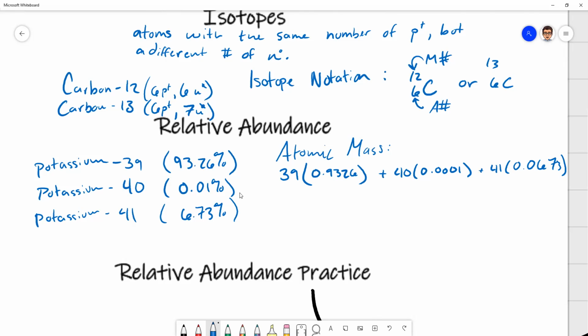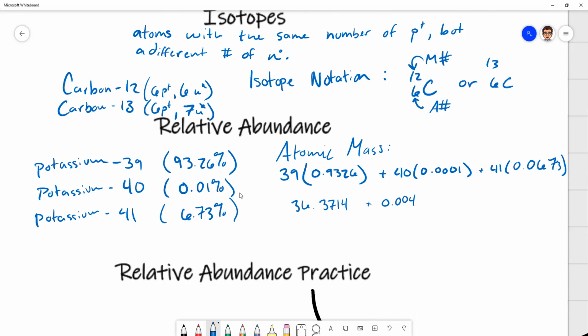Basically, we would then multiply these values together, right? 39 times 0.9326. Let me do that here. You should have your scientific calculator with you. We do 39 times 0.9326, and we get 36.3714. And then you do the same over here: 40 times 0.0001.